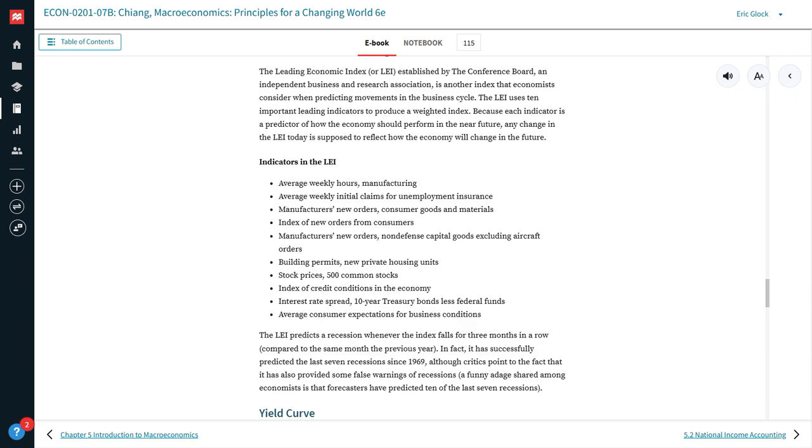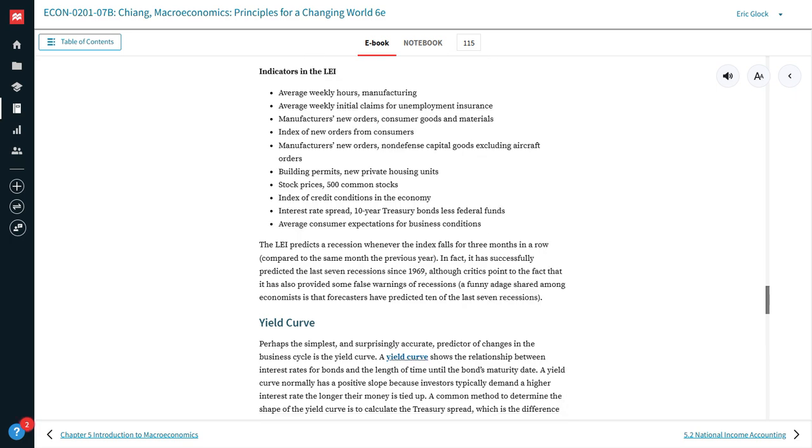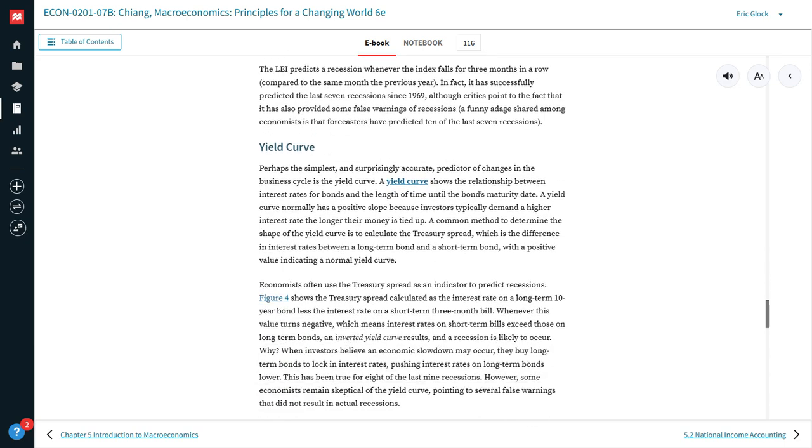It has been so good that it's predicted 10 out of the last 7 recessions. Okay, that's a joke that I actually got from Chiang. He brings it up in here. And what that means is that while every time it's predicting a recession it comes true, there are times that it predicts a recession that doesn't end up actually materializing. Okay, so leading economic indicator, a leading index, a leading predictor of recessions.